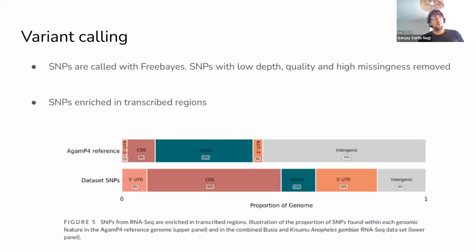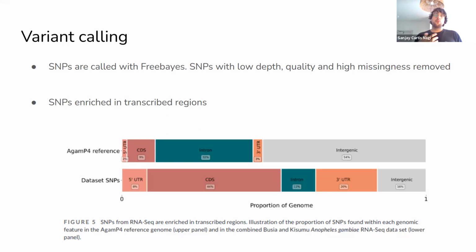So we do call SNPs with a program called Freebayes, and we remove any SNPs that have low depth. So if there are only a few reads mapping to that SNP, we'll remove it. We will remove SNPs with low quality scores. And also, if a SNP is only found in a couple of biological replicates, we will also remove that as well.